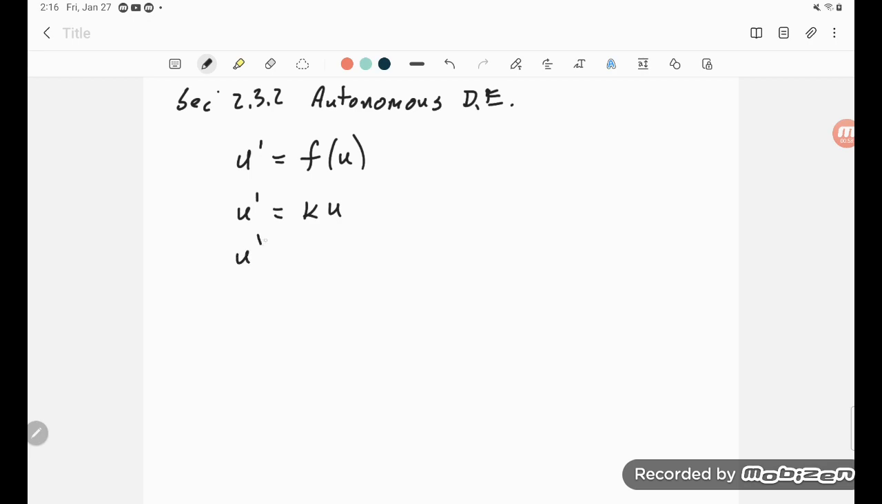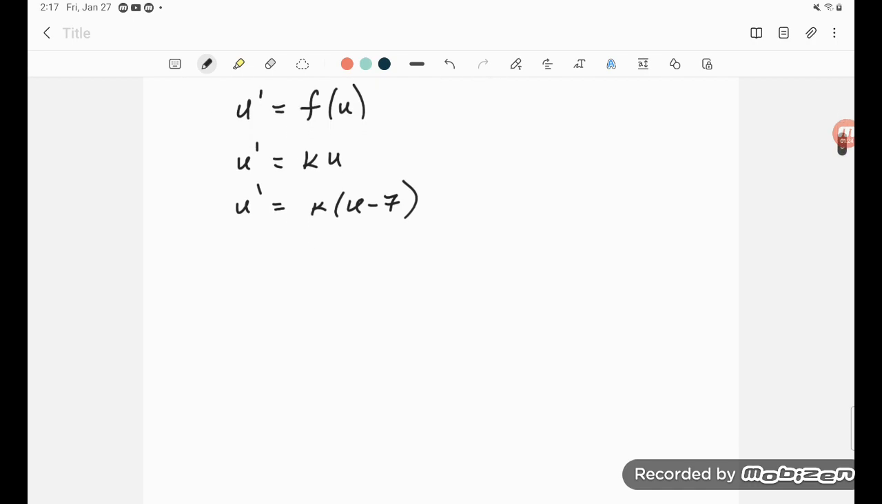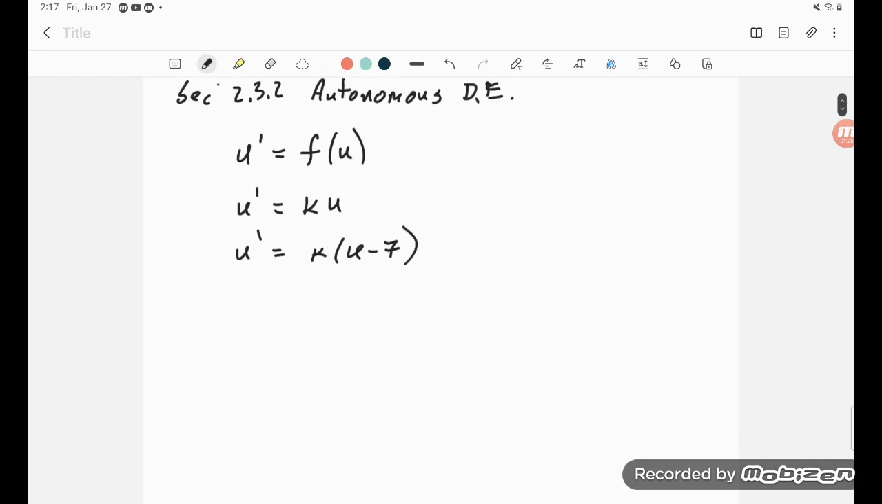We had u prime equals, say, something like k times u minus, and I'll just put a 7, because again that doesn't change with t. Okay, so the idea is nothing changes with t, and that's all it is. That is an autonomous differential equation.